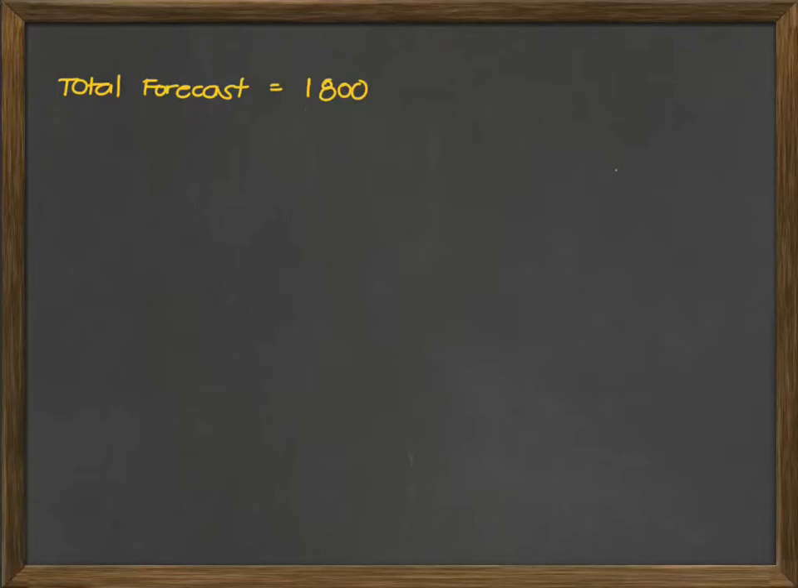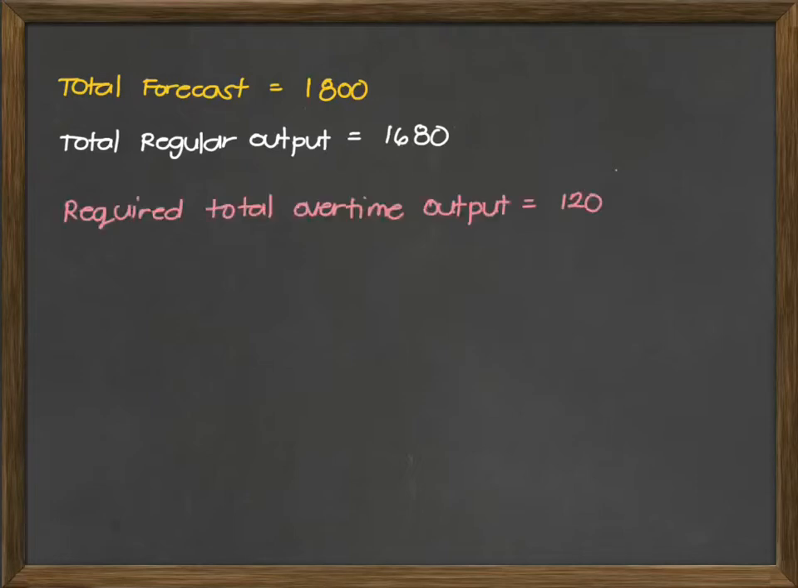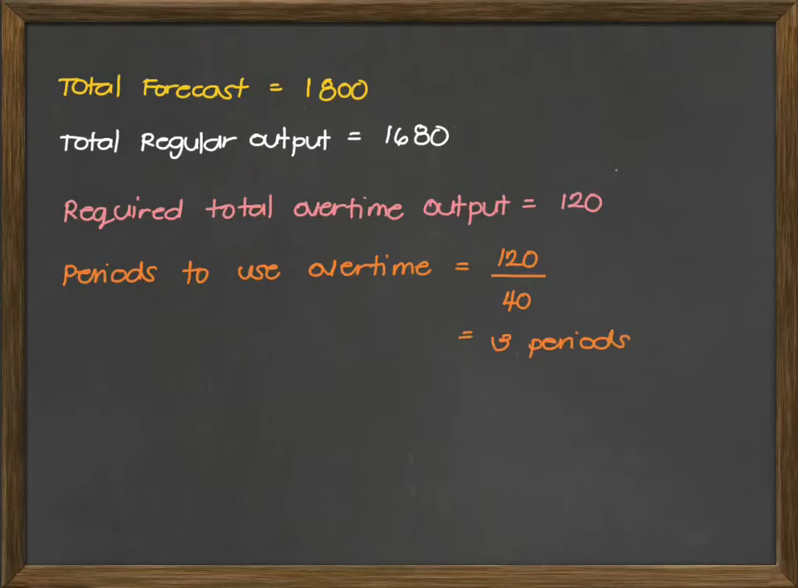Now, in here, we know that the total forecast is 1,800. The total regular output is 1,680. And the total required overtime output is 120. So, that is just a difference between 1,800 and 1,680. Now, the periods to use overtime is simply dividing your total overtime by 40 kasi maximum nga yung ating overtime. So, this gives us 3 periods to include overtime in the production plan.